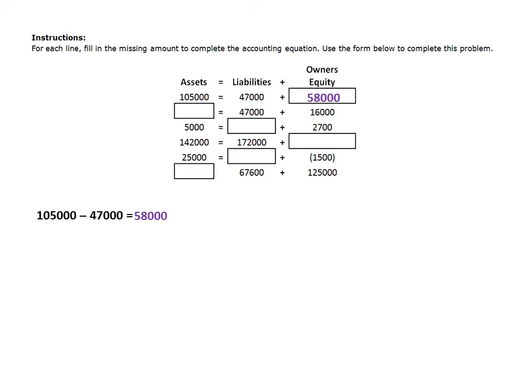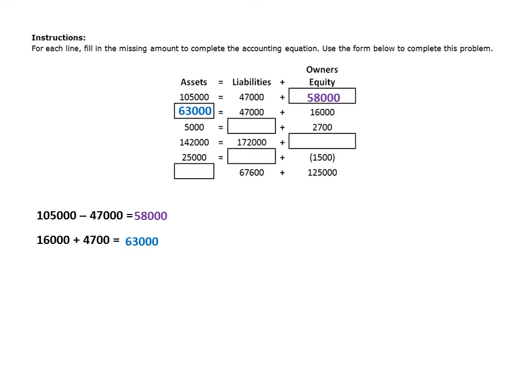Moving on to the next one, you see we're trying to find the assets. We have our liabilities of 47,000. Our owner's equity is 16,000. We're going to add those two together since they are on the same side for us, and we'll find that our assets are $63,000. Once again, notice how the left side equals the right side. That is a key component. Assets equal liabilities plus owner's equity.